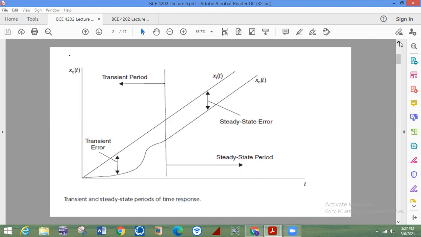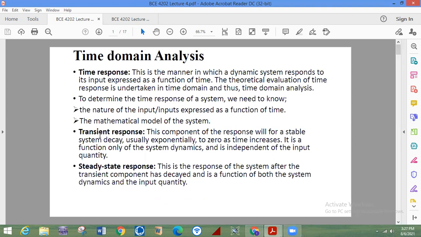So going back to these definitions, they define the transient response as that component of the response that usually decays to zero as time increases. It is a function only of the system dynamics and is independent of the input quantity.